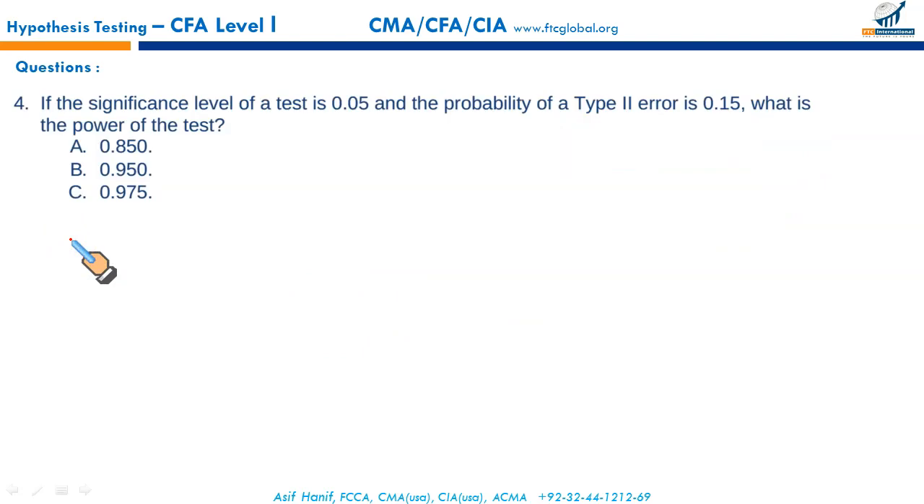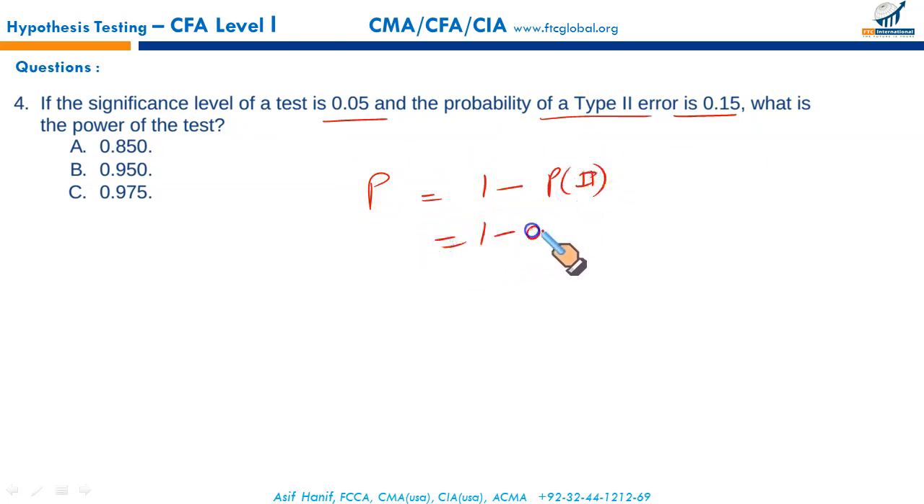Next, if the significance level of a test is 5% and the probability of type 2 error is 15%, what is the power of the test? We've just done it a little while ago. The power of the test is 1 minus probability of type 2 error. So it's going to be 1 minus 0.15. That is 85% or 0.85. So that makes A to be the correct option.